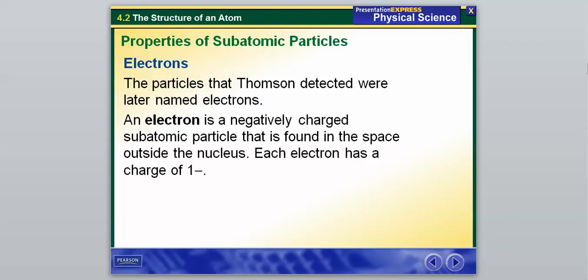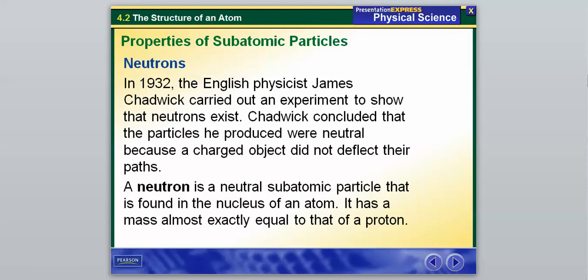So protons are positive, electrons are negative. And then our last subatomic particle was discovered in 1932 by an English physicist by the name of James Chadwick, and he carried out an experiment to show that neutrons do in fact exist.